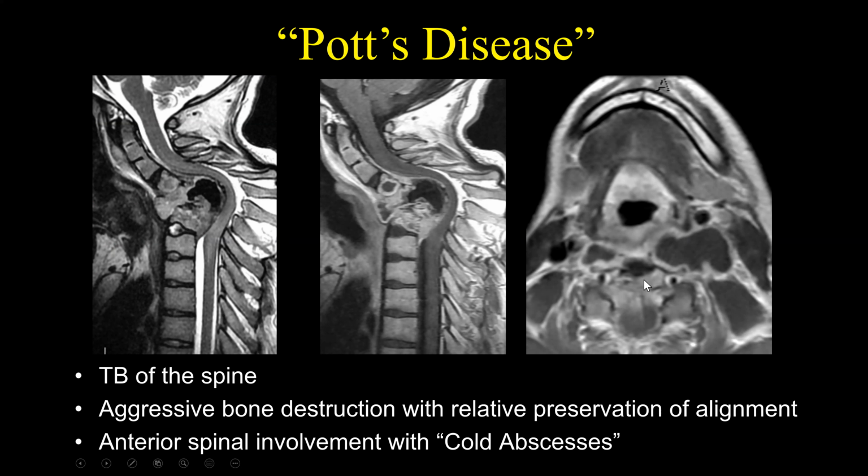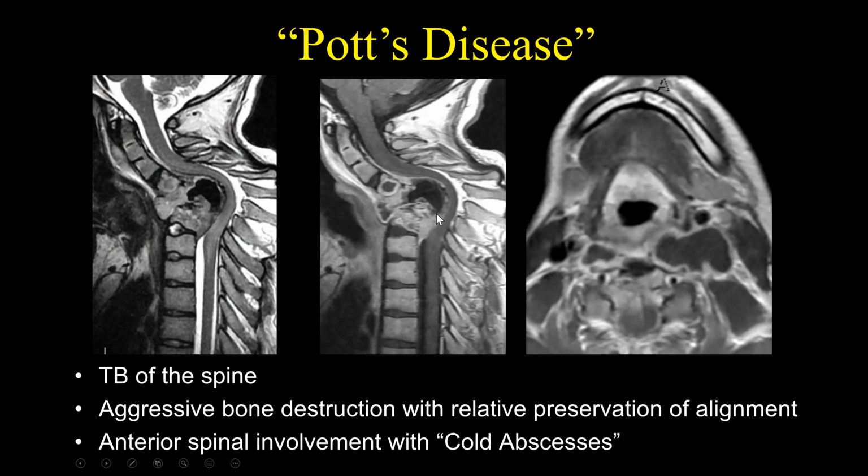And they have this anterior involvement of the spine. This, when I grew up, was called cold abscesses. As I've gone on with my journey, I think this probably represents suppurative adenitis involving the retropharyngeal lymph nodes. We used to call these cold abscesses, but I think this is probably abscess involving the retropharyngeal lymph nodes.